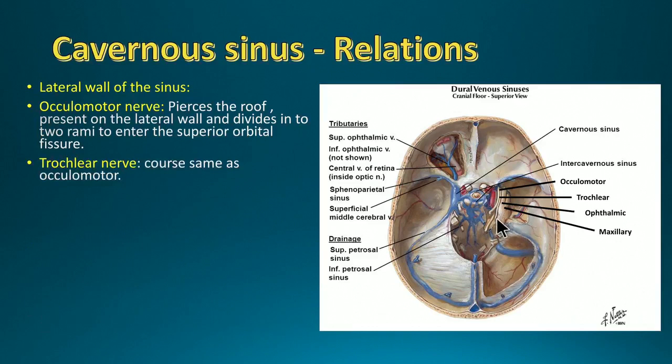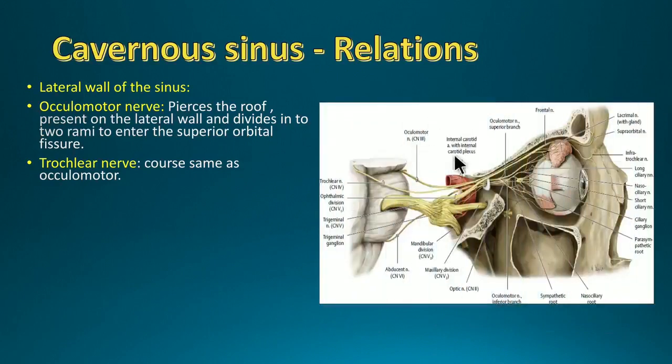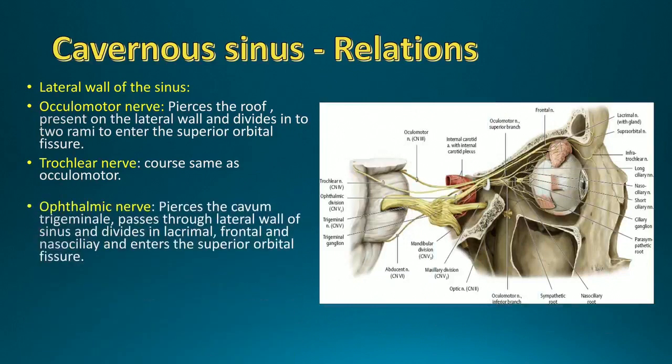Immediately below that, one more nerve you are able to see, the fourth cranial nerve, that is the trochlear nerve. That nerve also follows the same course of the oculomotor nerve, but at the superior orbital fissure, it does not enter within the intermediate compartment within the tendinous ring of Zinn. Instead, it enters outside the tendinous ring of Zinn. So, a lateral view, here you are able to see this.